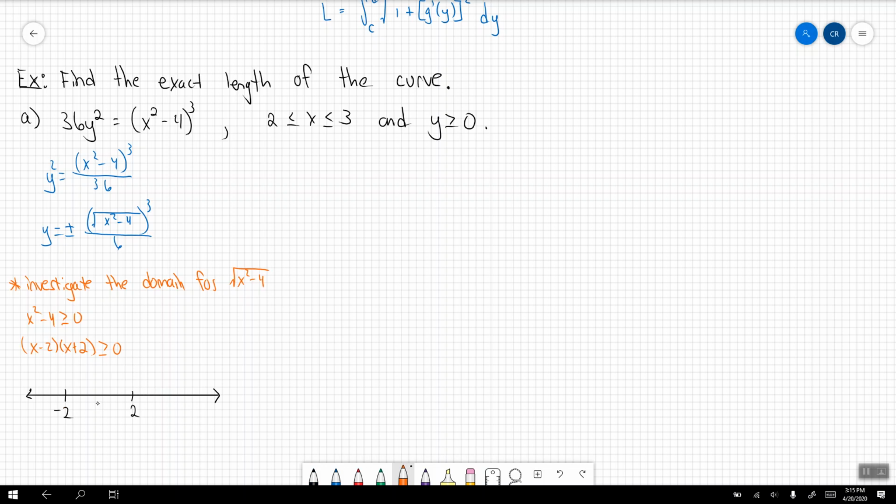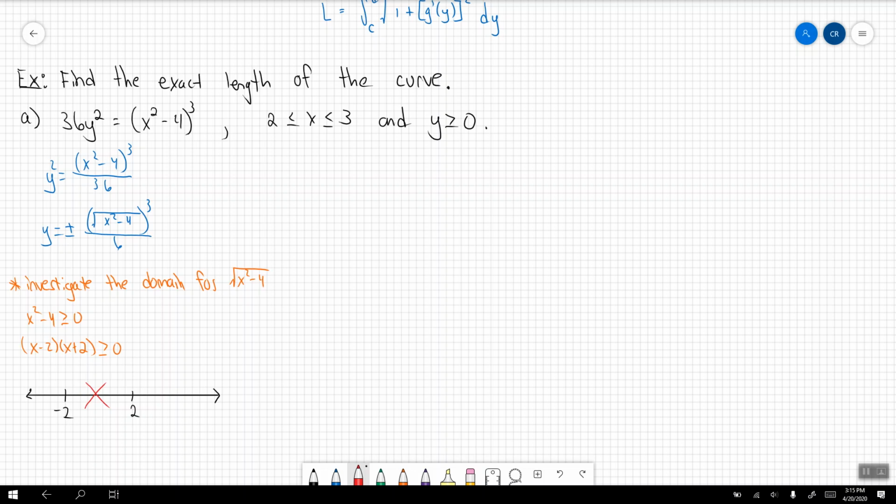All right, so I'm going to choose 0 in here. Choosing 0, I'm going to plug 0 in here. 0 minus 4 gets me -4. -4 is not greater than 0, which means this does not work. So the interval between -2 and 2 does not work. That is not a part of my domain.